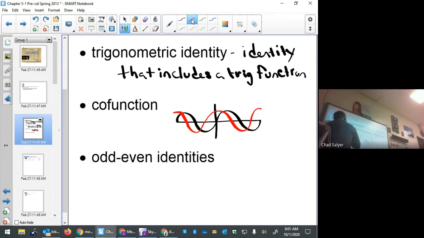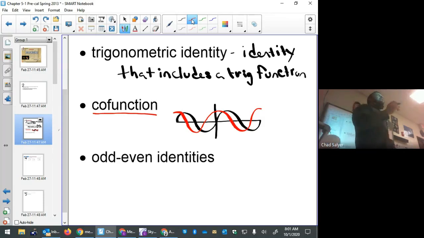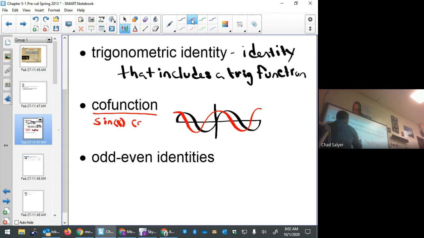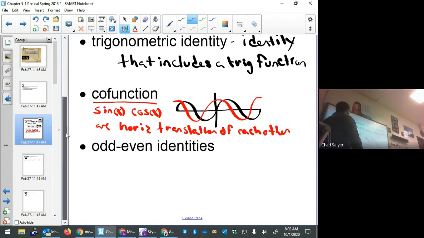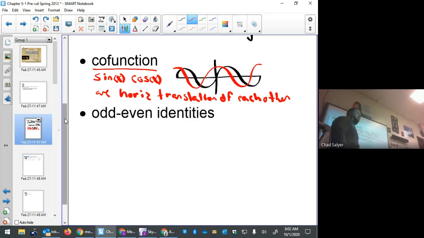That relationship brings about a family of identities called the cofunction identities. These relate to the sine and cosine having the same shape. So sine x and cosine x are horizontal translations of each other. That gives us the family of cofunction identities. And then we have odd-even identities.